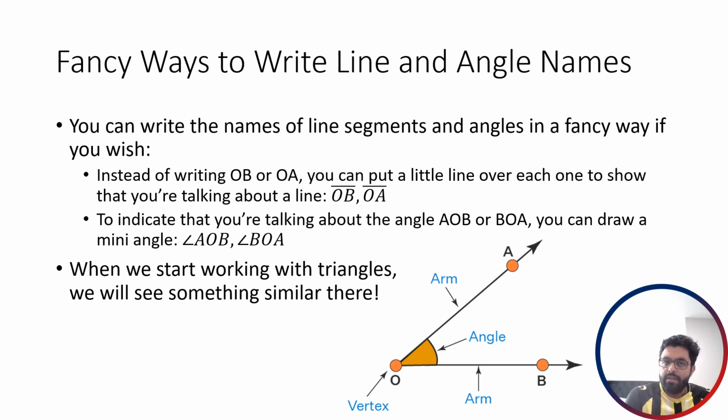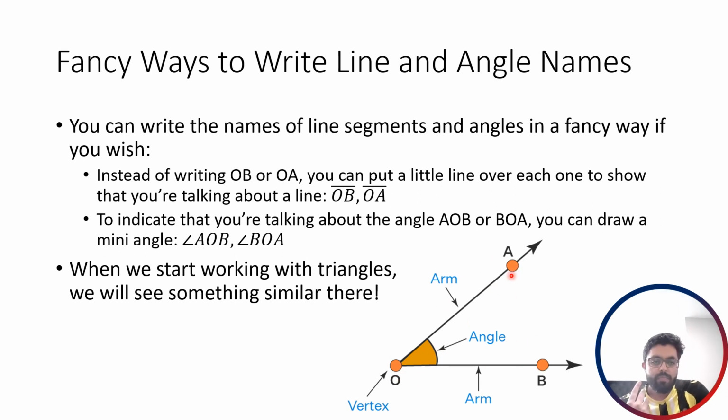Now, a little add-on: if you're feeling fancy, there's a special way that mathematicians like to write the names of line segments and angles, because a lot of times with a lot of problems, you're dealing with a whole lot of different line segments and angles and shapes, and there's a lot going on. So one way that you can talk about your line segments is this. This is the same diagram we were looking at before, right? A, O, and B, those orange dots.